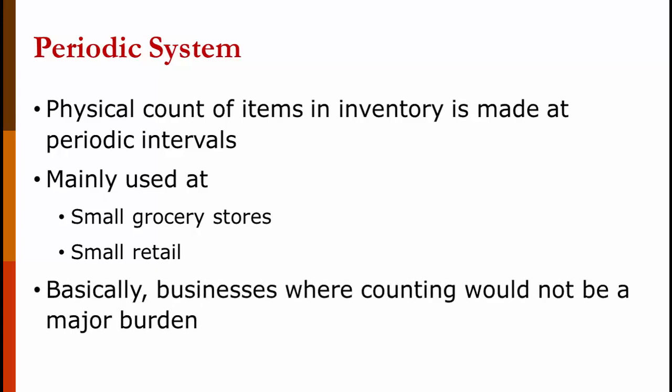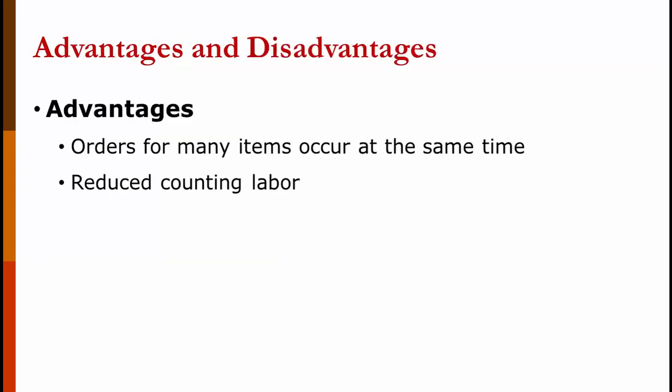It would also be used at businesses that couldn't afford the cost of the equipment needed for a perpetual inventory system. However, computers are cheap now, barcode scanners are cheap, and really it's very cheap and easy to keep track of this on the computer, so you rarely find a company that would benefit from a perpetual inventory system that doesn't have one. The big advantage of the system is the orders for many items occur at the same time.